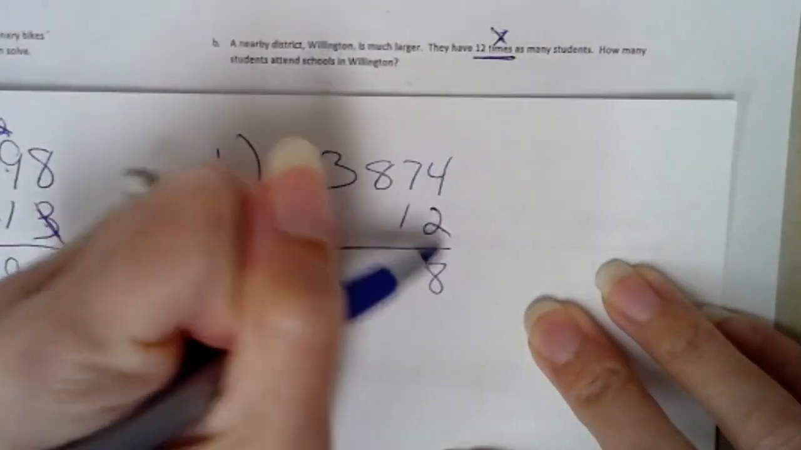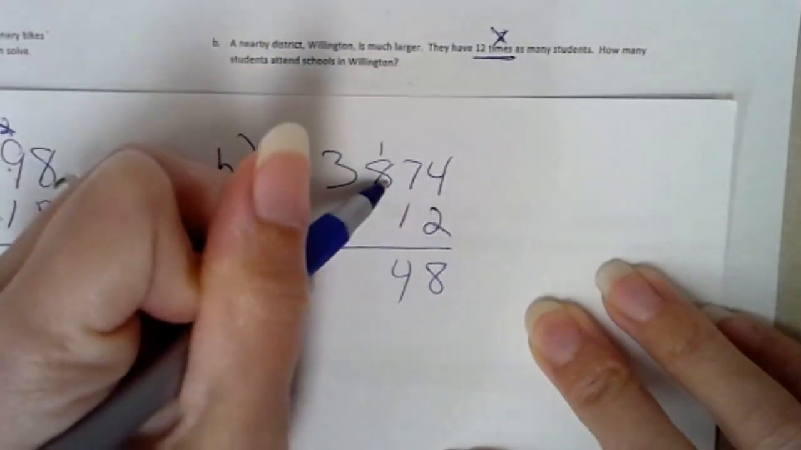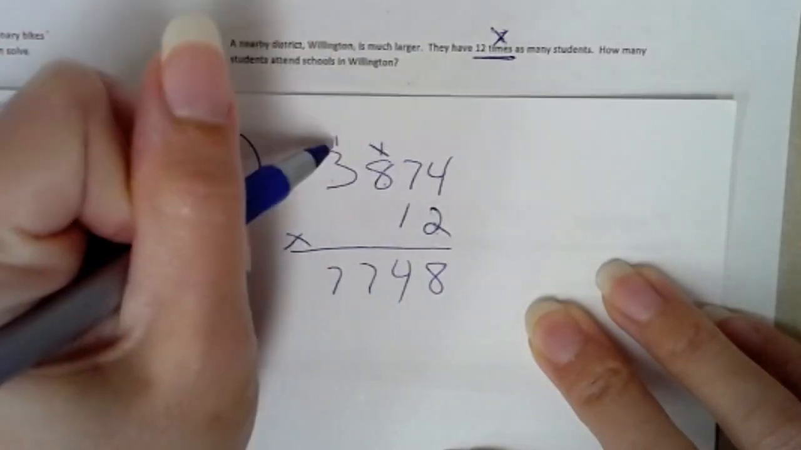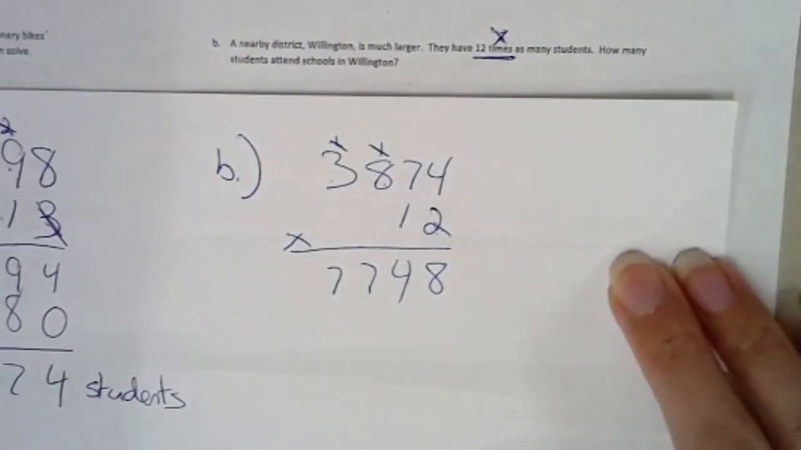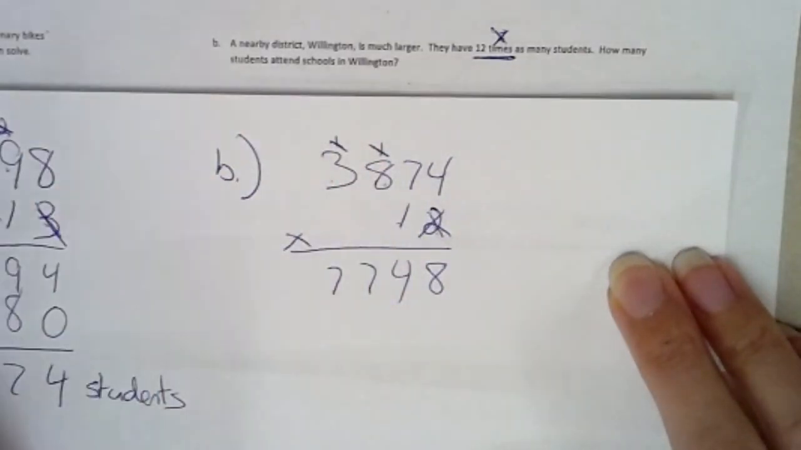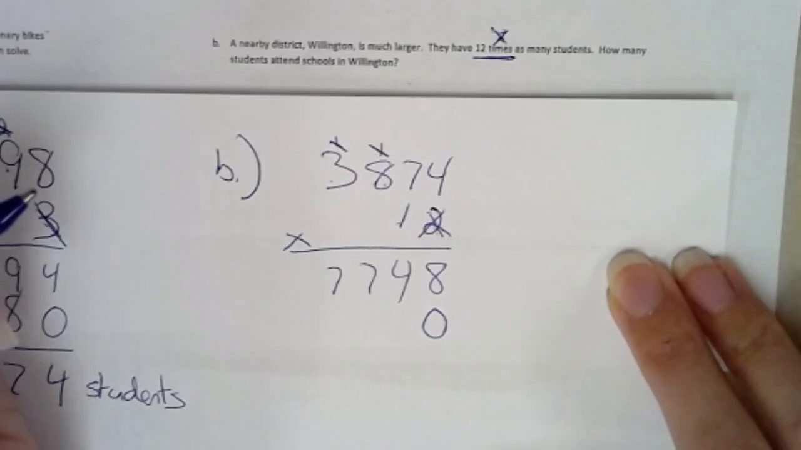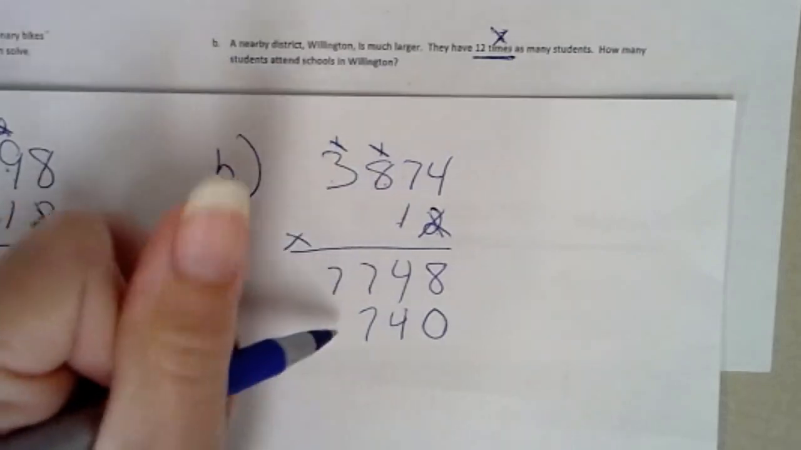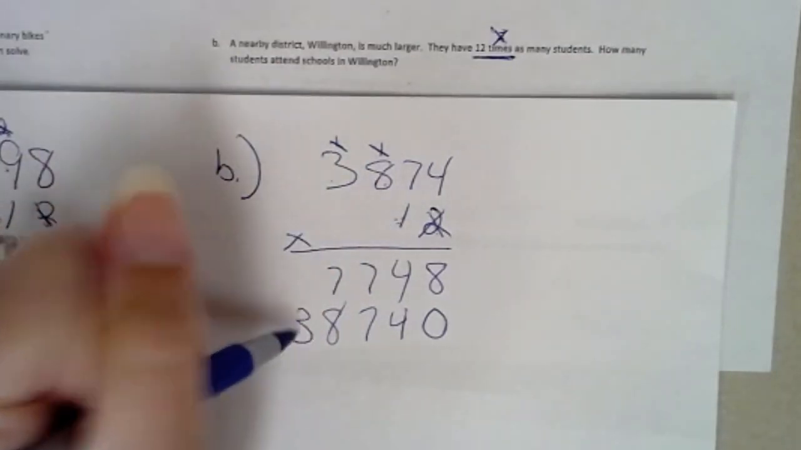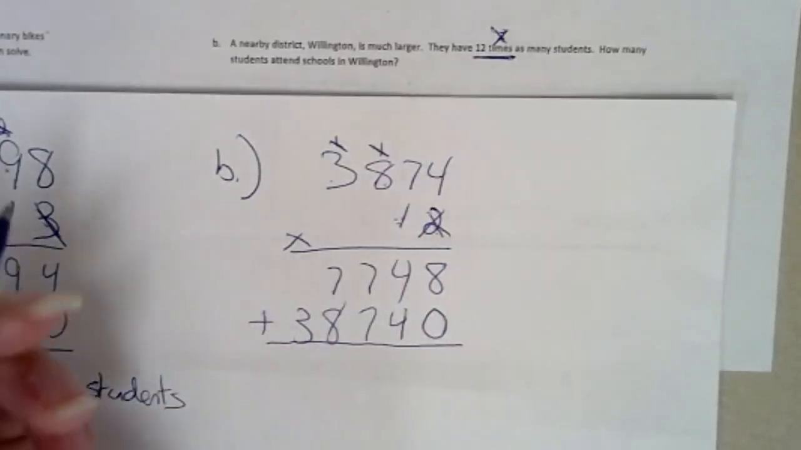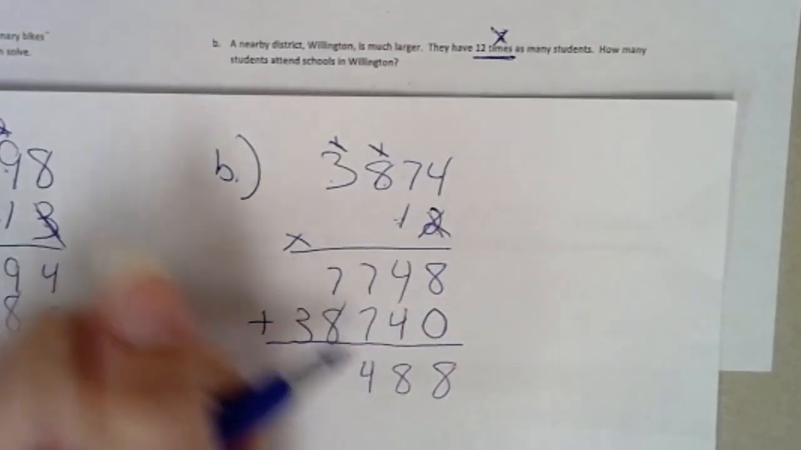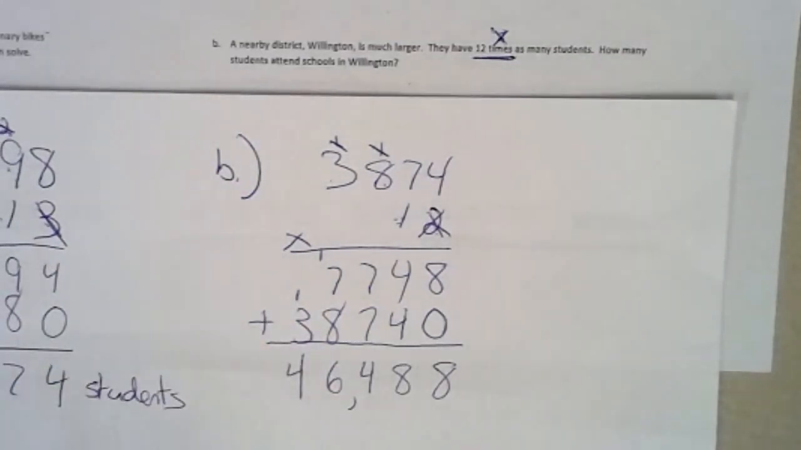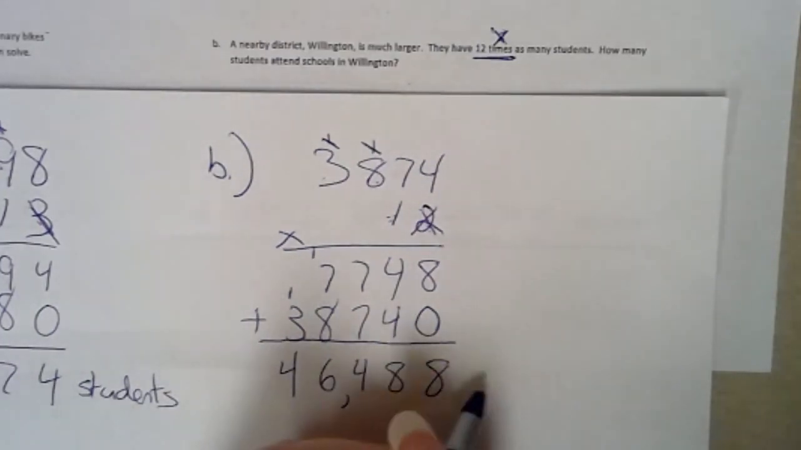2 times 4 is 8, 2 times 7 is 14, 2 times 8 is 16, plus 1 more is 17, 2 times 3 is 6, plus 1 is 7. Make sure I cross those off because I used them. We are done with our ones place. We move to our tens digit. We make sure we put a 0 as a placeholder. 1 times 4 is 4, 1 times 7 is 7, 1 times 8 is 8, and 1 times 3 is 3. We add our partial products, so that's 8, 8, 14, 16, and 4. So Willington has 46,488 students.